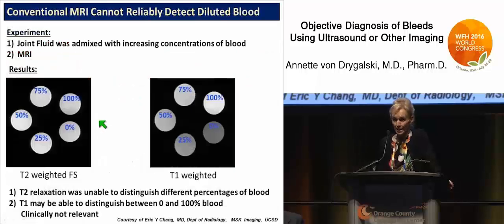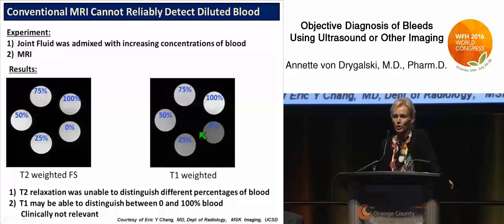So why is it that I say with such confidence that conventional MRI cannot reliably detect blood products? Well, that was here a very simple experiment that I did with my radiology collaborator in the MRI lab. We took joint fluid and admixed it with increasing concentrations of blood and then MRI'd this. On the left, you see the T2 sequences with 0% blood and 100% blood and a lot of concentrations in between, and the signal intensity is just the same. These are the fluid-intense sequences.